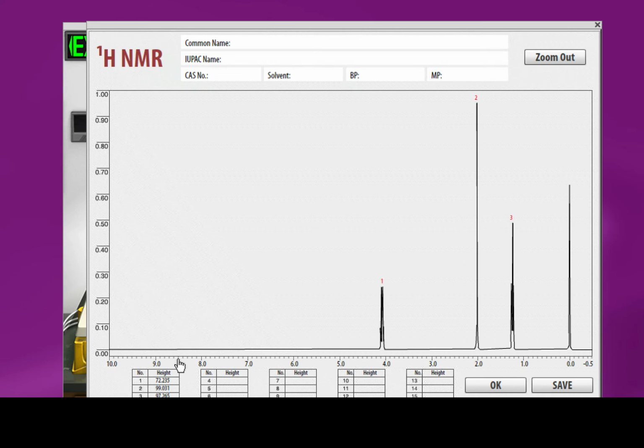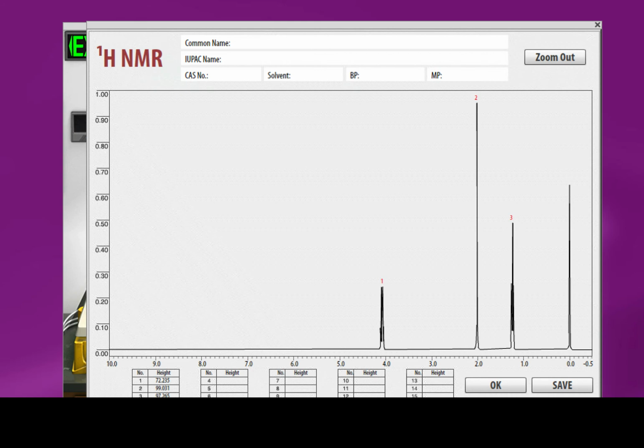You need to use the values given. It says it's peak height. That really would be better titled peak area, because this gives you the area of each peak. So you need to use this information to figure out the relative integration numbers. So just so it's a little easier to see, I'll write these integration values above each peak.